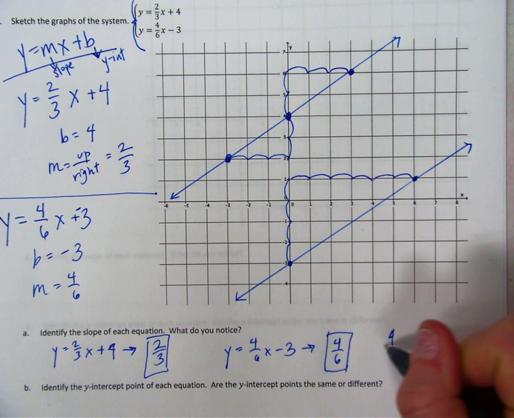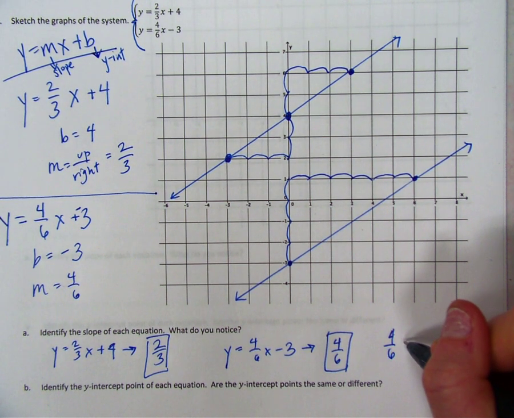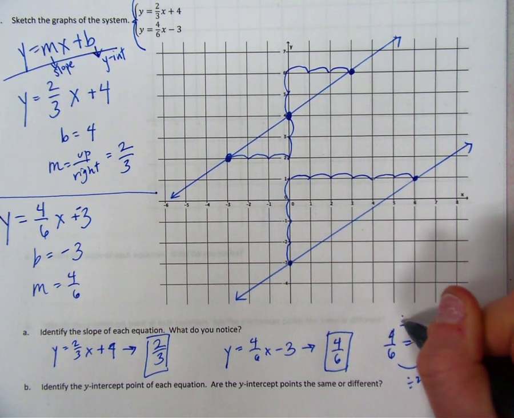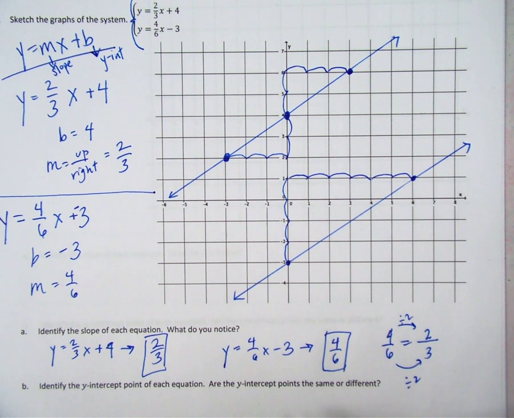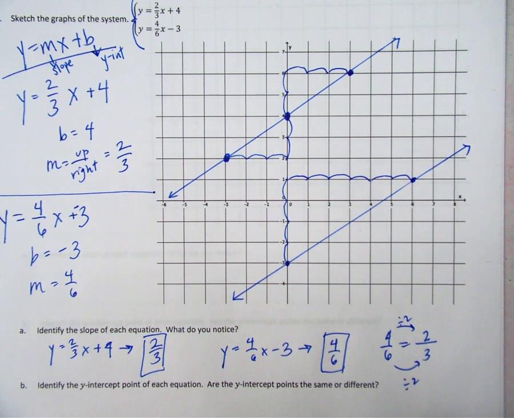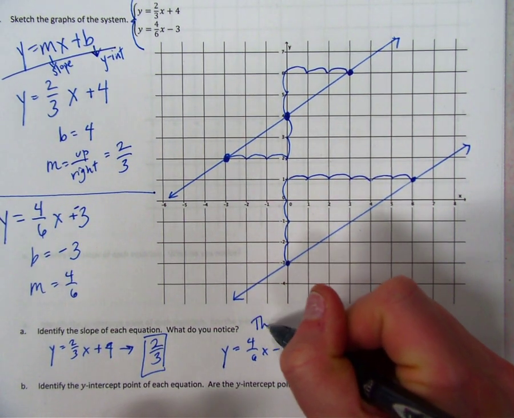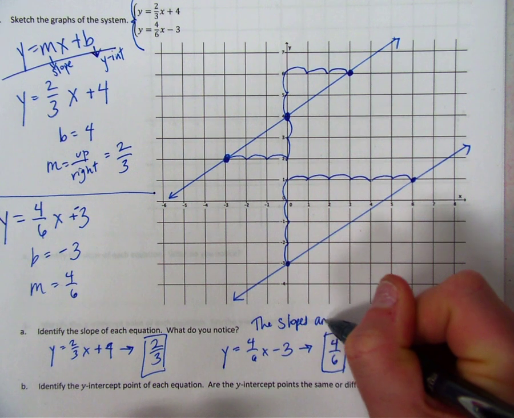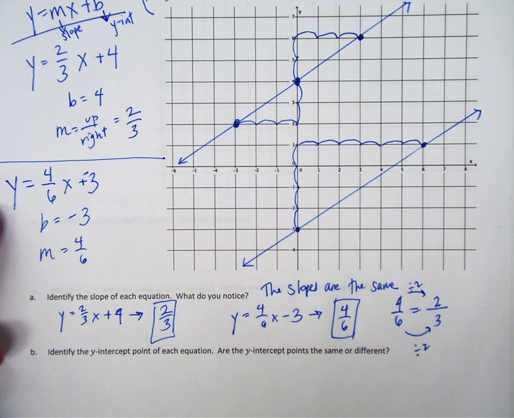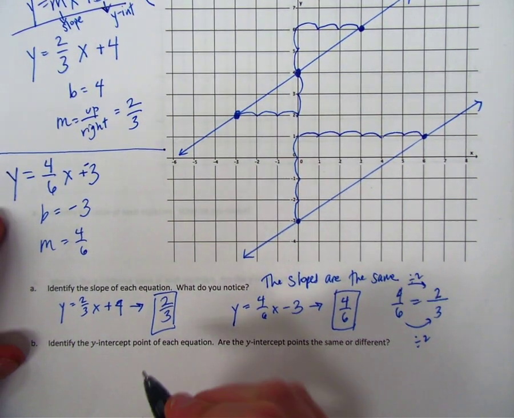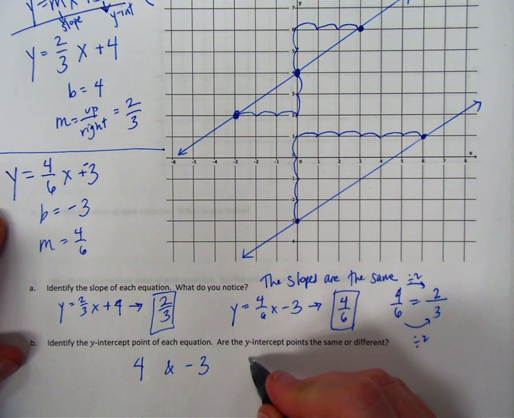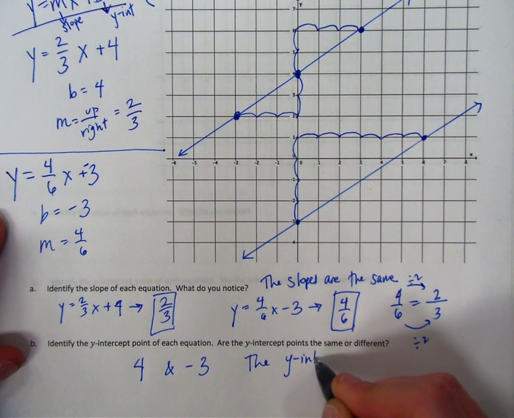We should notice that 4/6, if we reduce it, divide both the top and bottom by 2, we get 2/3. So these slopes are the same, even though they might not look the same right here. 2/3 is equal to 4/6. So what do we notice? The slopes are the same. Letter B says identify the y-intercept point of each equation. So our first one is +4, and our second one is -3. The y-intercepts are different.